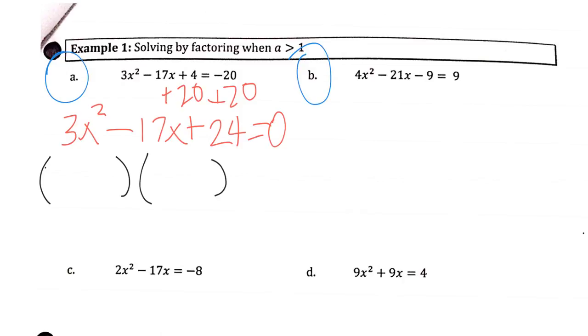Because C is positive and B is negative, both of my terms will be negative. I need something that multiplies to be 24 and adds to be negative 17. So I have negative 8 and negative 9. Now, I look at the first term here, 3x, so that means 3x goes to both.